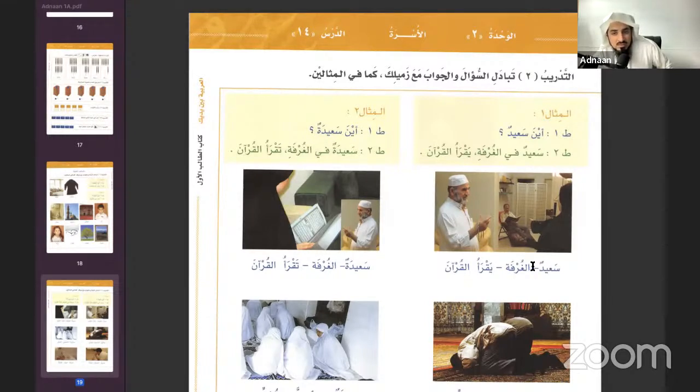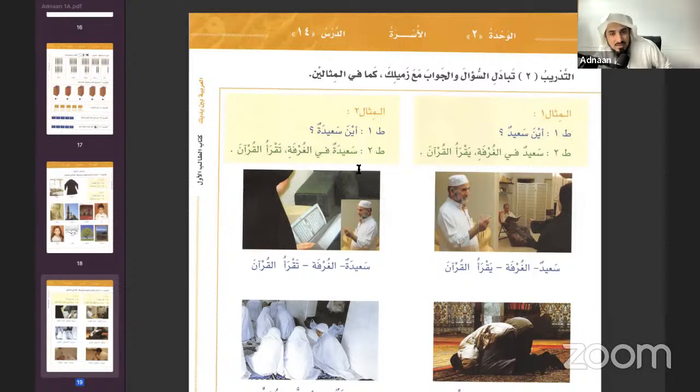So then they give you these words, okay? Ghurfa, so telling you where the person is, and then they tell you the verb, what they're doing. So how do you say that? Sa'idun fil ghurfati. So fi means inside. Sa'id is in the house. Yaqra'ul Qur'ana, reading Qur'an. Where is Sa'ida?